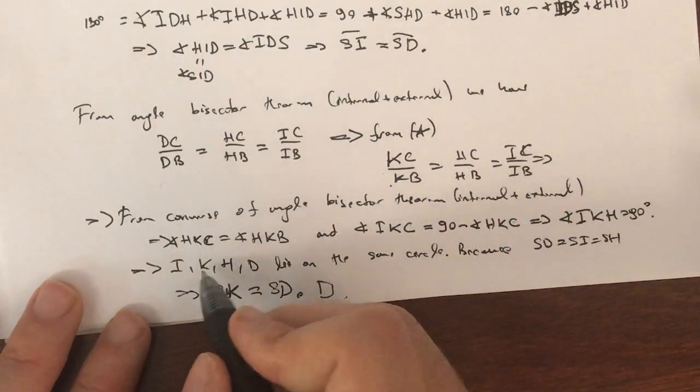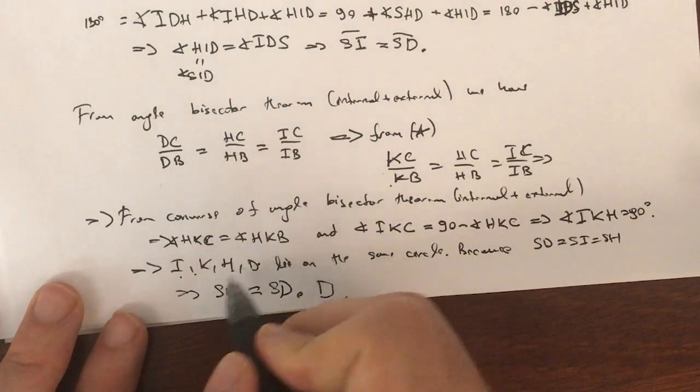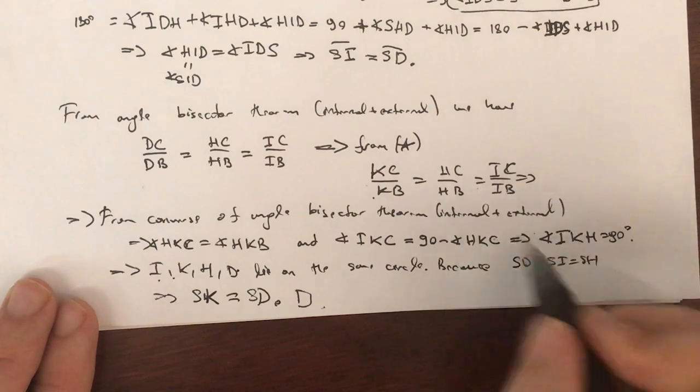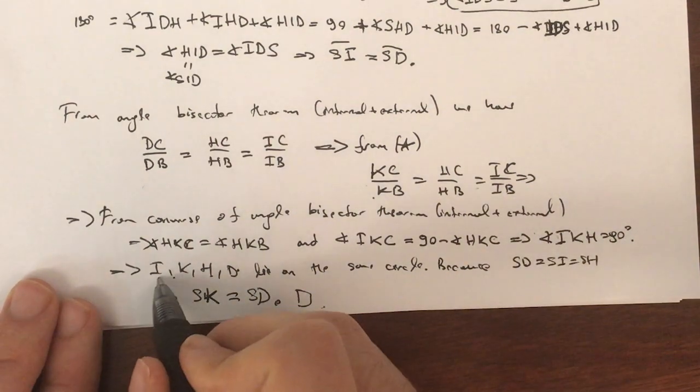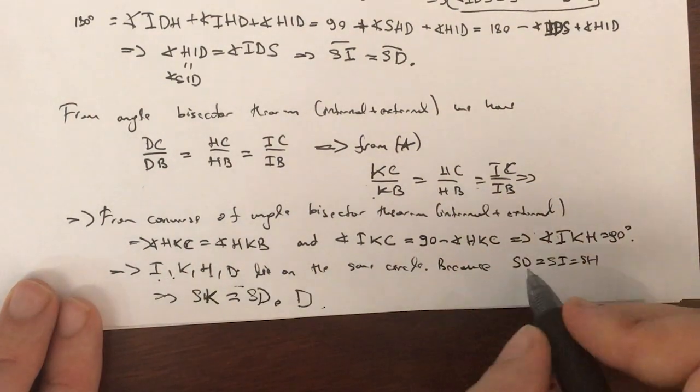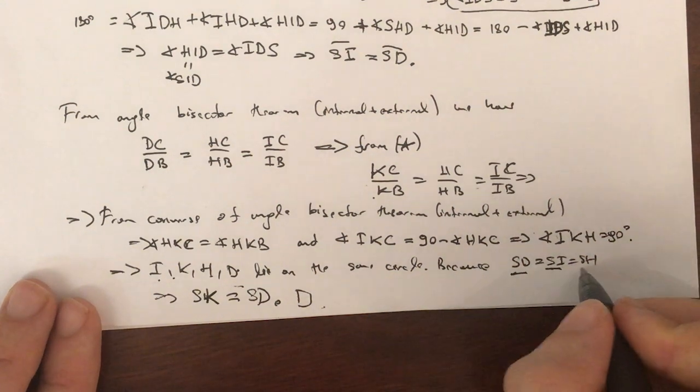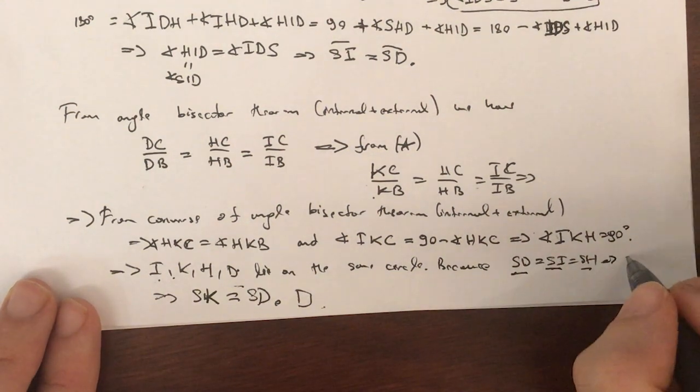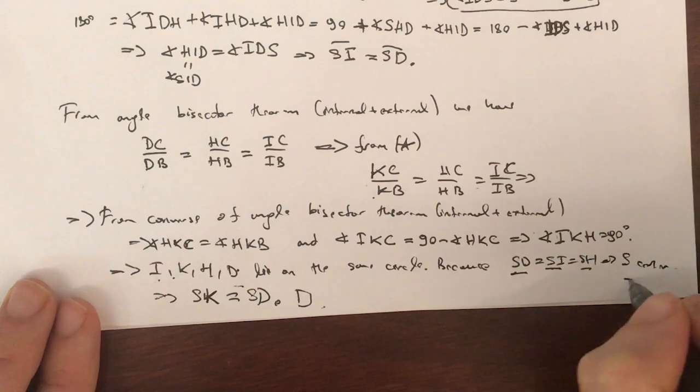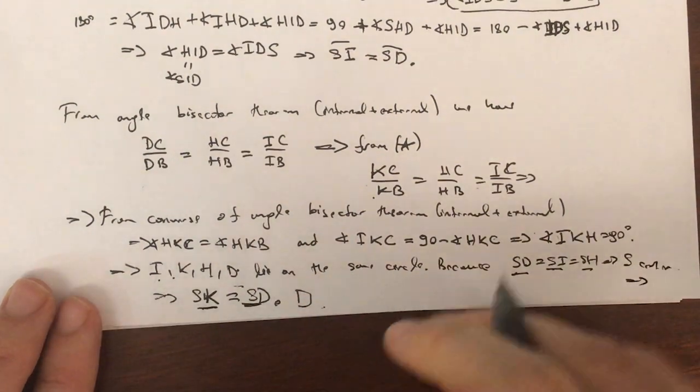And now this implies that IKHD are all on the same circle, because it implies that IKH is 90, which implies these four lie on the same circle. And because we already have that SD, SI, SH are equal, that implies S is the center, and now that implies that SK is equal to SD.